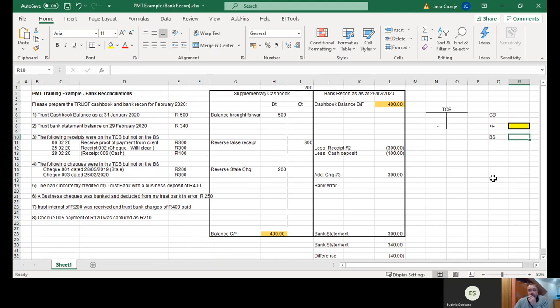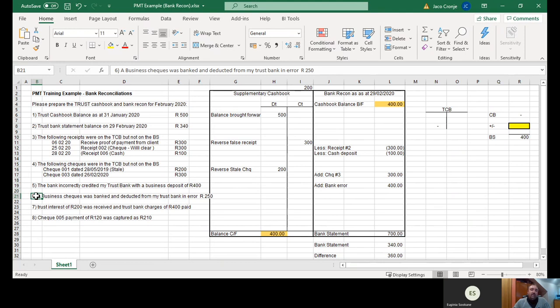This is the only transaction in the world. What will my bank statement balance be? So it says the bank accidentally or incorrectly put this money into my trust bank. So on my actual bank statement, my balance will be 400 Rand. So if we then fill in the missing gap there to say, how do we get from zero to a positive 400? The answer is plus. So in this case, we are going to say add bank error to the value of 400 Rand. This one you might need to rewind and watch this again 2 or 3 times before it will make sense.